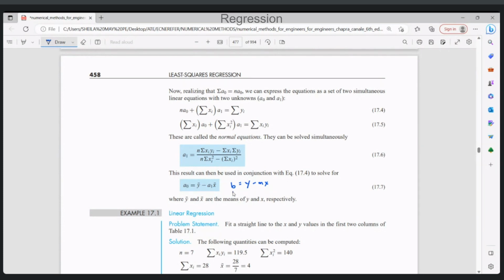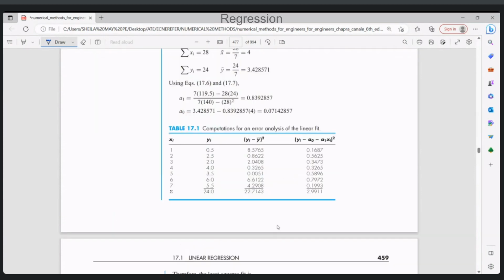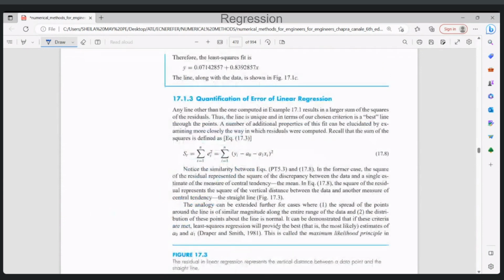Now, to rearrange, Y equals the form plus, okay, where Y bar and X bar are the means of our Y and X respectively. Now, going here with the quantification of error in linear regression, this is our error, right?